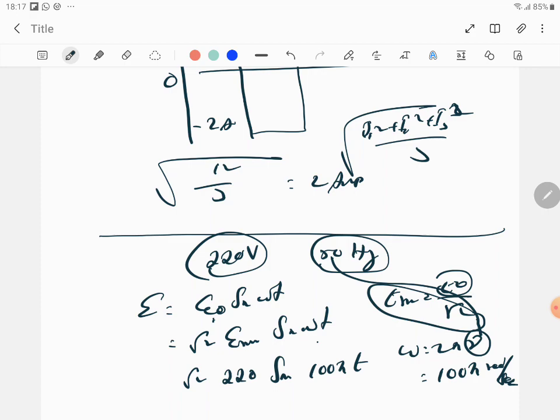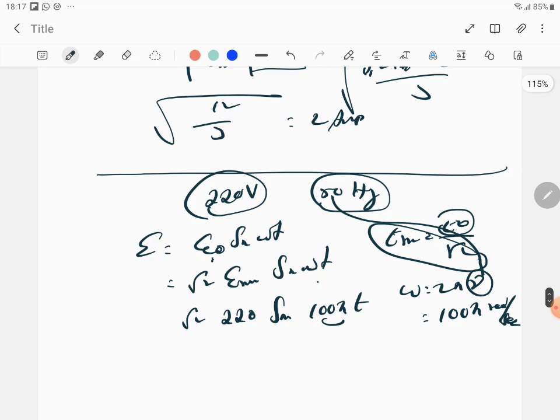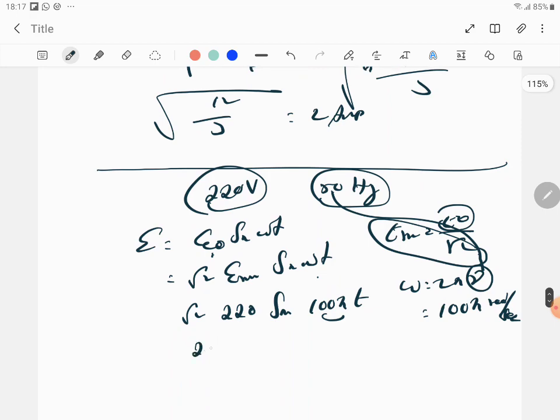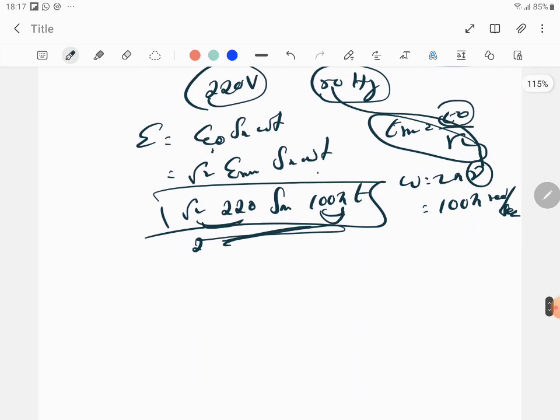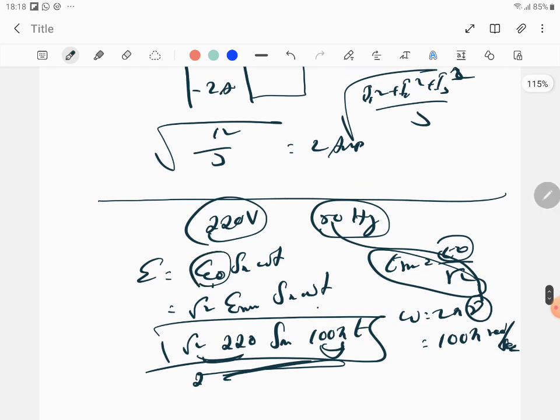Is it correct? 100 pi, they have written as 3.14 into 100, so that will become 314 into t. They are multiplying 1.4 and 220, they're just calculating, that's all. So this is fine. Then multiplying 3.14 with 100 and writing the final answer. So this is how you write instantaneous voltage, or instantaneous current for that matter. What you should know is that for E naught, you should write root 2 times ERMS.